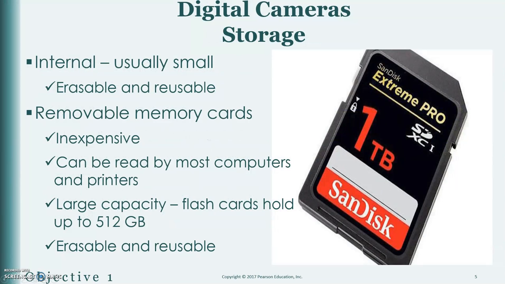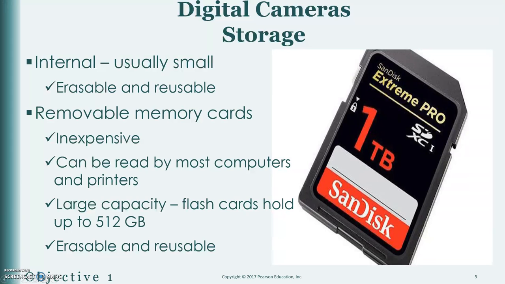Digital cameras can store images internally or on removable memory cards. The internal memory on most cameras is relatively small. If your camera uses memory cards to store the images, you can take the card out of the camera, put it in a card reader attached to your computer or a photo printer, and print out your pictures, and then remove the pictures that are on the card and reuse the card so you don't have to buy extra memory cards once you buy one. The type of card you're going to use is going to depend on what type of camera you have.